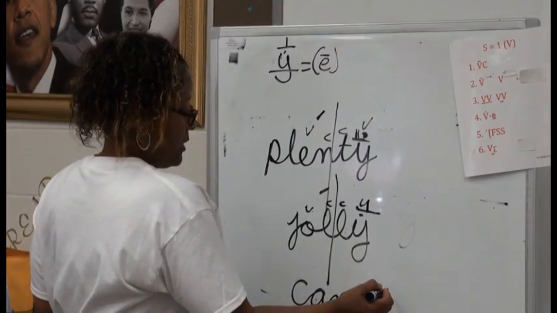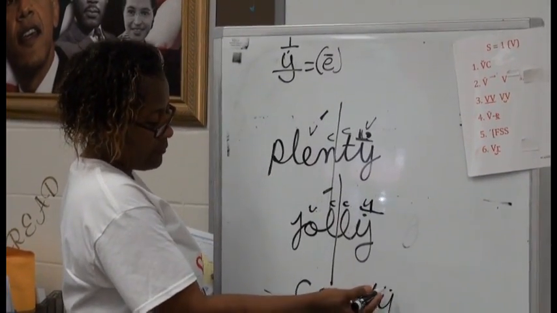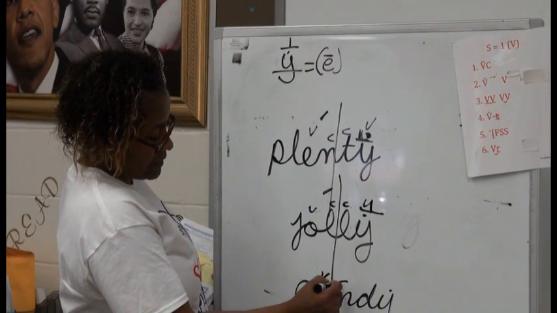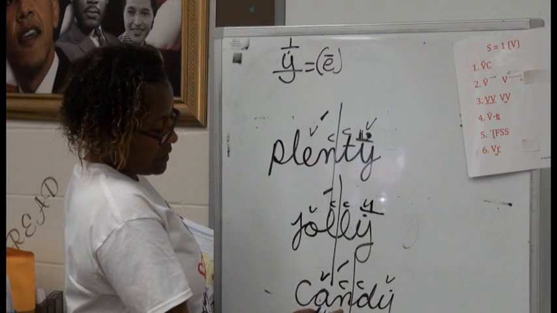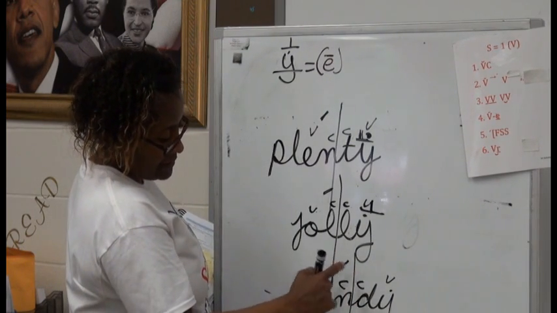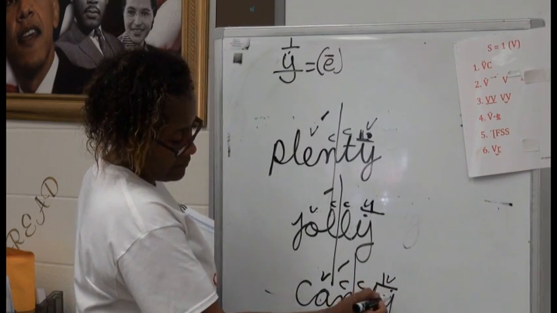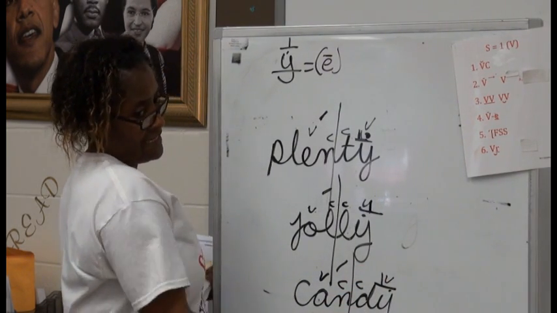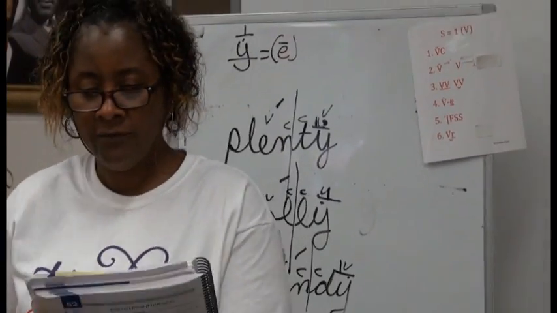C-A-N-D-Y. We have a vowel at the end. Y in the final position makes it a vowel, vowel Y. This is a vowel, consonant, consonant, vowel, divided between the two. And we know that this is the accented part, and this is unaccented, so it's going to be a modified macron, and it's candy. So go ahead and do the rest. Do number 7.